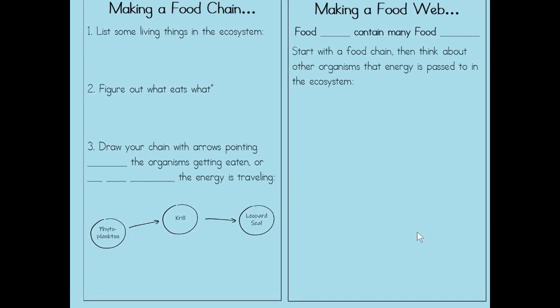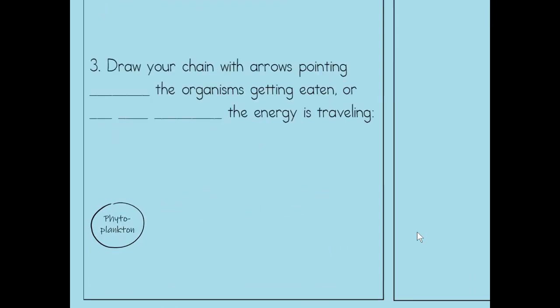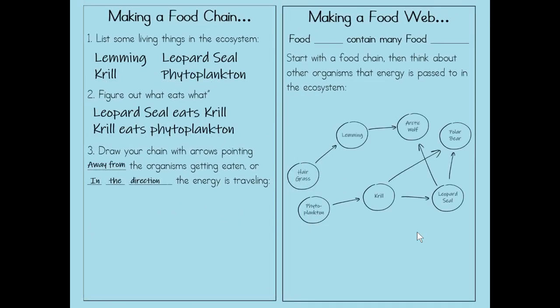Then what we have is how to make a food web. A food web contains many food chains. As you can see at the bottom of this food web, pictured here, the bottom three organisms are the original food chain that we wrote out before, with the phytoplankton, the krill, and the leopard seal.